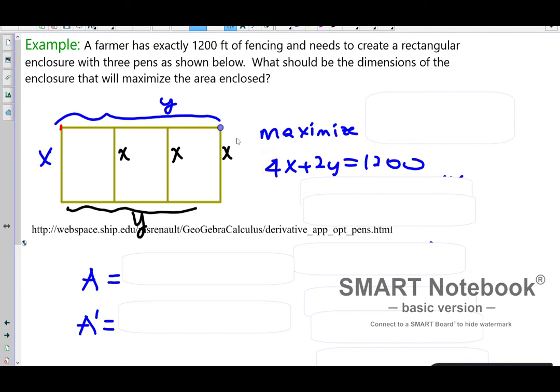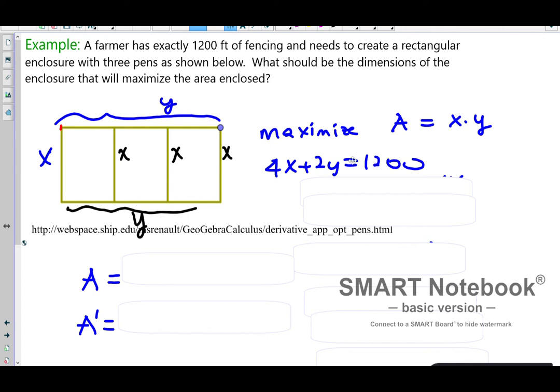And we're supposed to maximize the area enclosed. So that's length times width of the outer dimensions. So that's y times x. That's what we're trying to maximize. And remember, this is our objective function. This is our constraint. We are trying to get the objective function in one variable only. And then we can set the derivative equal to 0.